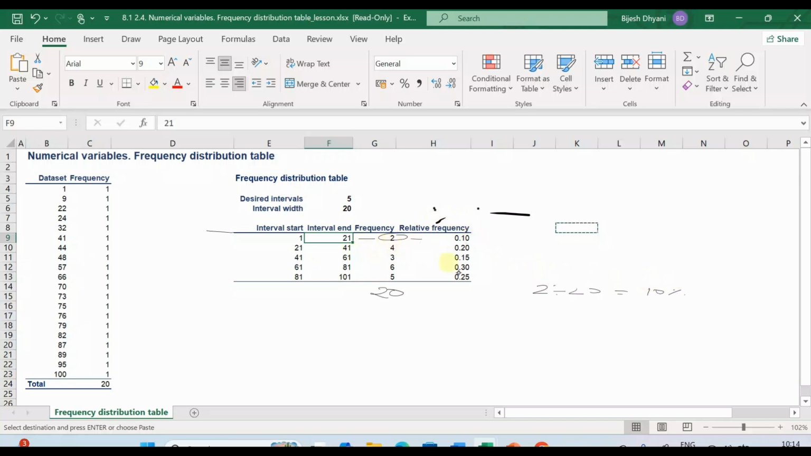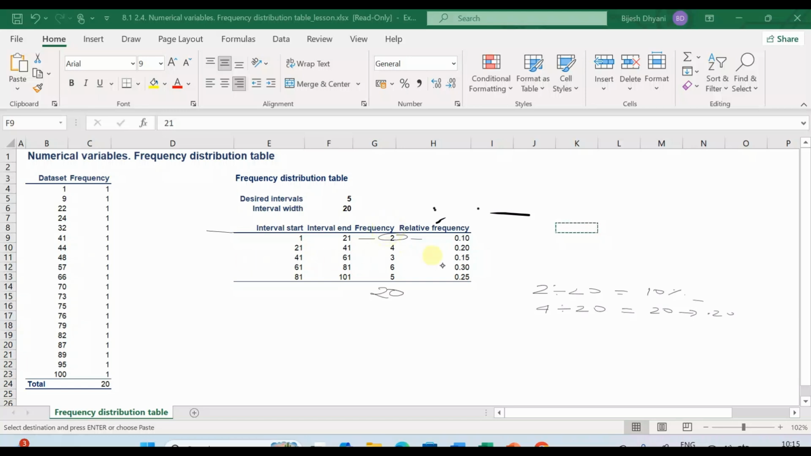In a similar fashion, 4 is what percentage of 20? It will come around 20%. So I can write 20% as 0.20. So we are calculating the relative frequency, meaning what is the total market share. We have seen an example in the previous sessions also. We repeat the same calculation for every interval until the table is complete.